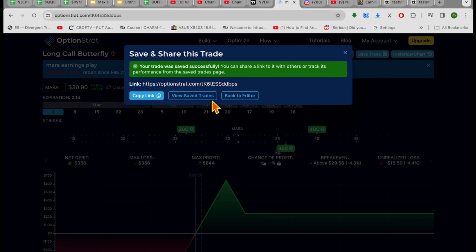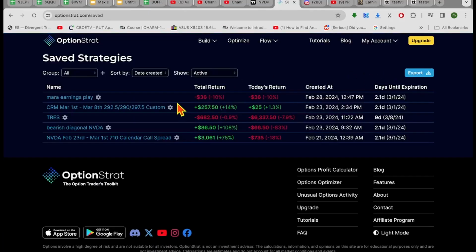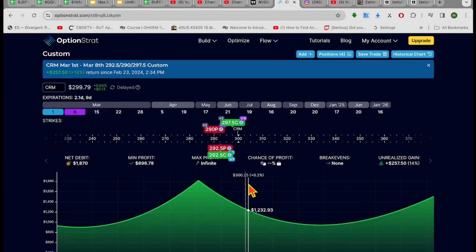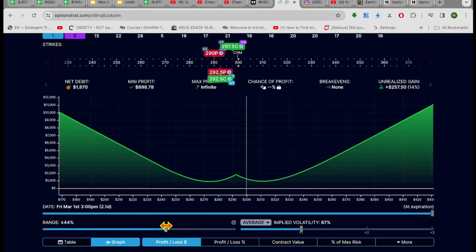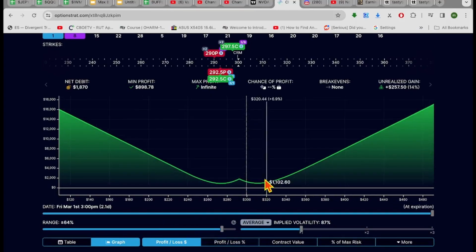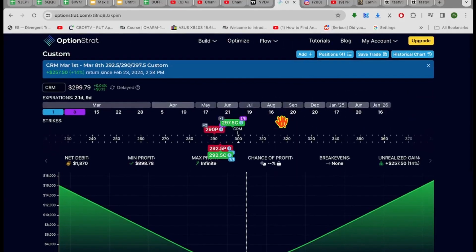Now let's look at view save trades. Now let's look at the one we already have on for CRM and see what we should do with that. In real life, what I do with these sometimes is I put these on before earnings because volatility is going to stay high. This trade can't lose right now. And then I take it off right before earnings come out. And that's probably what I'm going to do in this case.